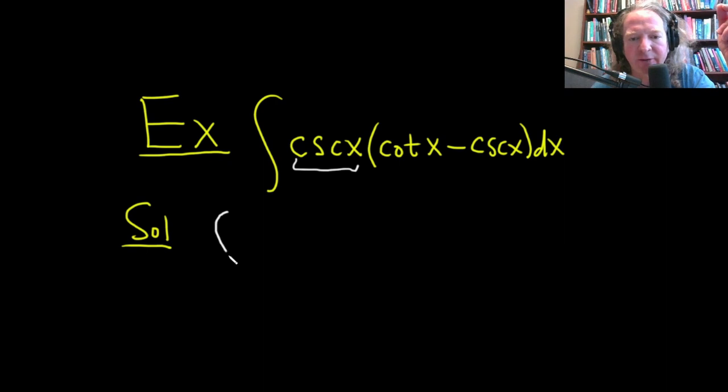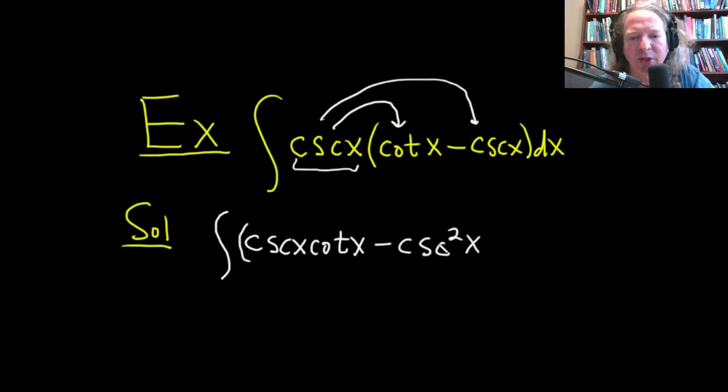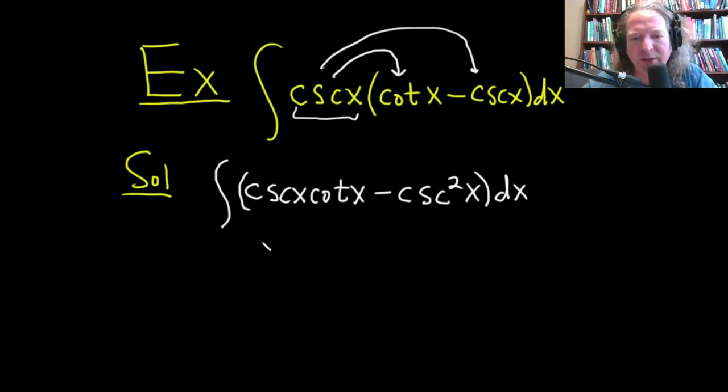So we still have the integral sign. And so now we're going to multiply cosecant times cotangent. That's going to give us cosecant x cotangent x, and then cosecant times negative cosecant is negative cosecant squared x. Really nice. And this is dx. We still have our little dx there.